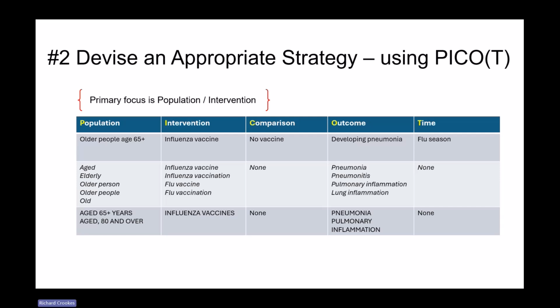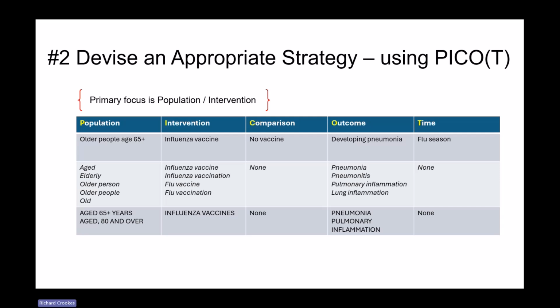So we've got the population group, patient group, you might say. These are older people, so they're age 65 plus. Intervention, of course, is the flu vaccine, influenza vaccine. There's no comparison, as it were, directly. It's either they have that or not. The outcome, of course, is the risk of developing pneumonia, and we are looking at flu season.